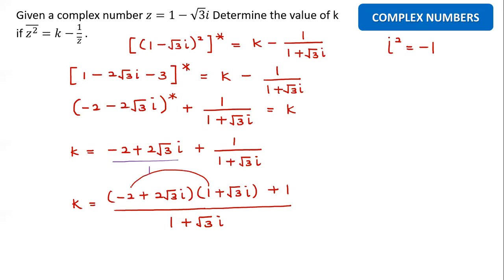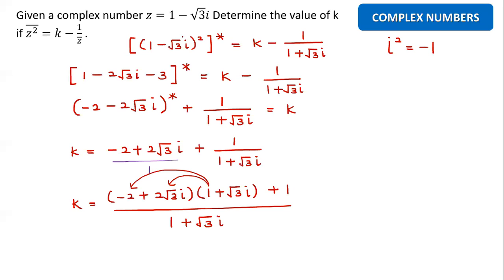Is this one going to be -2, and this one going to be the same thing, right? Because of the 1 there. It is going to be -2, then plus 2 square root of 3i. Okay, got it. So 1 is done. So I'm going to multiply with this now. It is going to be -2 square root of 3i.